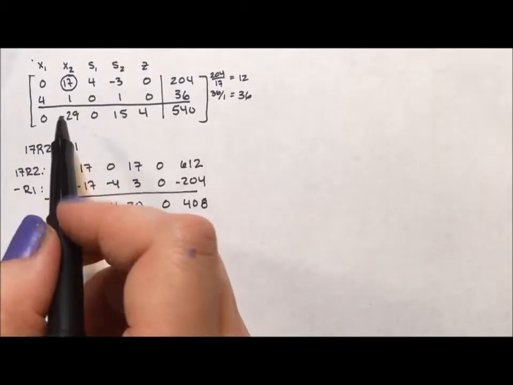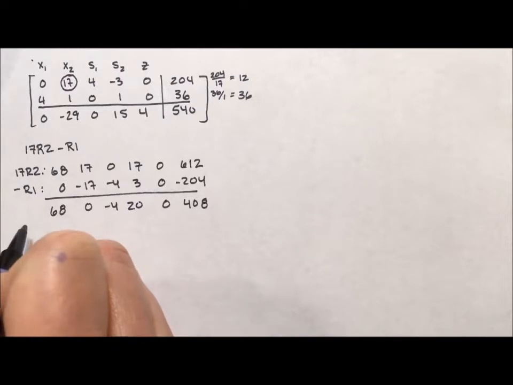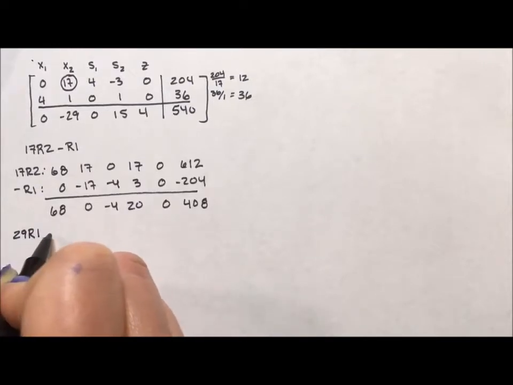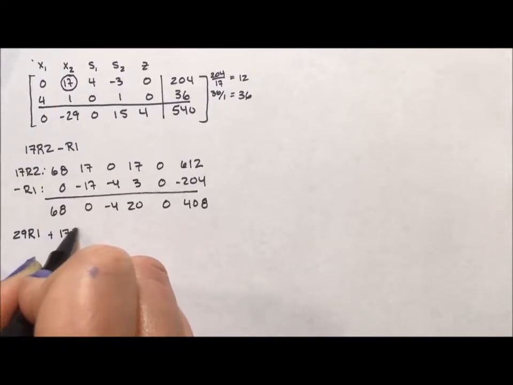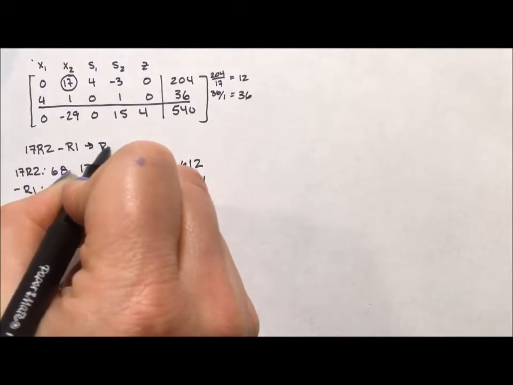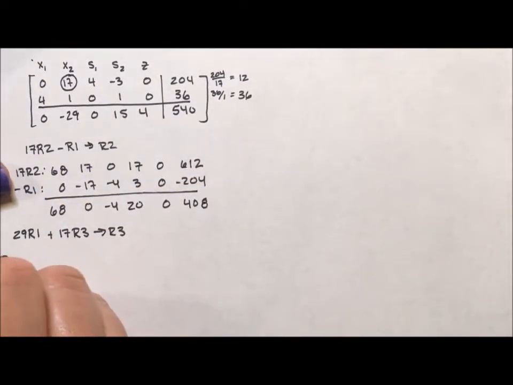To use the 17 to get rid of the 29, I'm going to get obnoxiously big numbers. I admit this. It's okay. I am going to do 29 row 1 plus 17 row 3. And I'm going to put that into row 3. This is going into row 2. Okay, so 29 row 1.